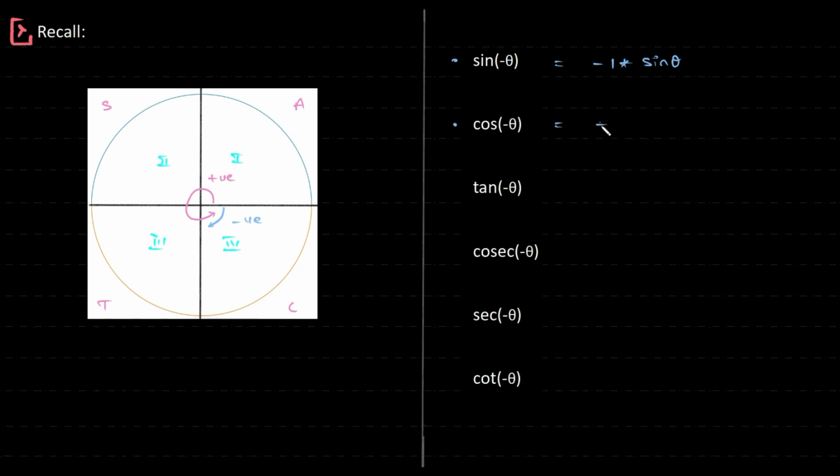Then here, this would be positive, because in the fourth quadrant, cos is positive. And over here, in this manner, if I keep doing this, only cos and sec are positive in the fourth quadrant. So basically everything else will be negative.